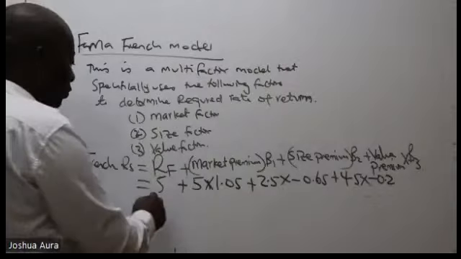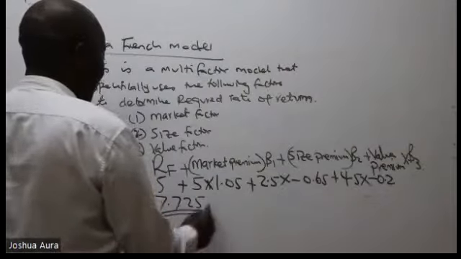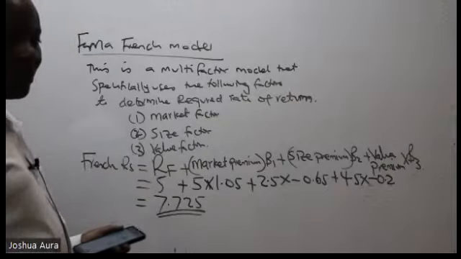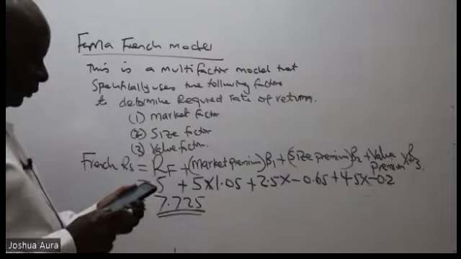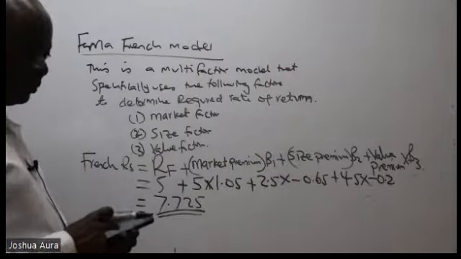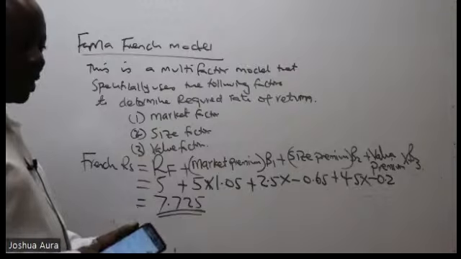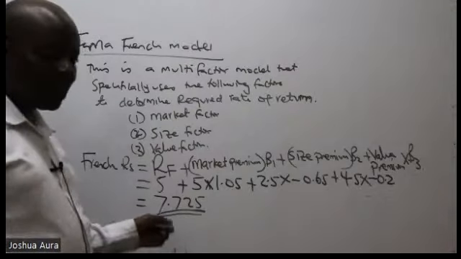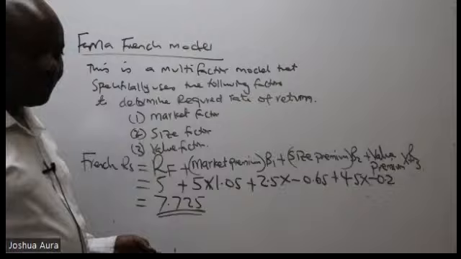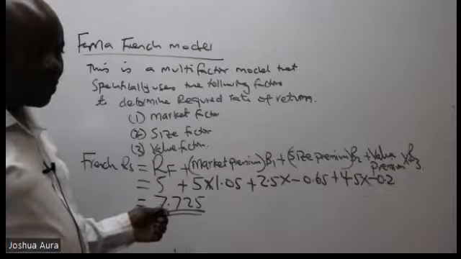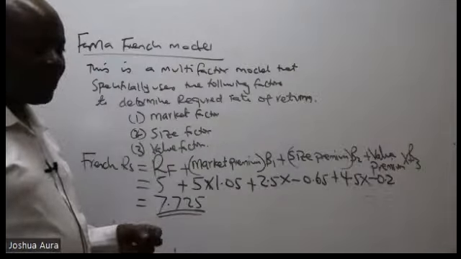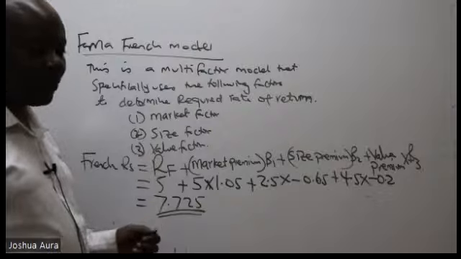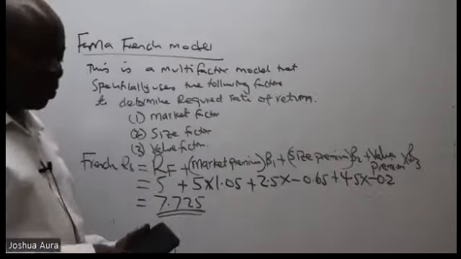So 7.725, like that, 7.725. Are we able to get these Fama-French required returns at 7.725? Yeah. So I hope everybody is able to get this. Thank you so much. They are confirming there in big numbers. 7.725, correct.